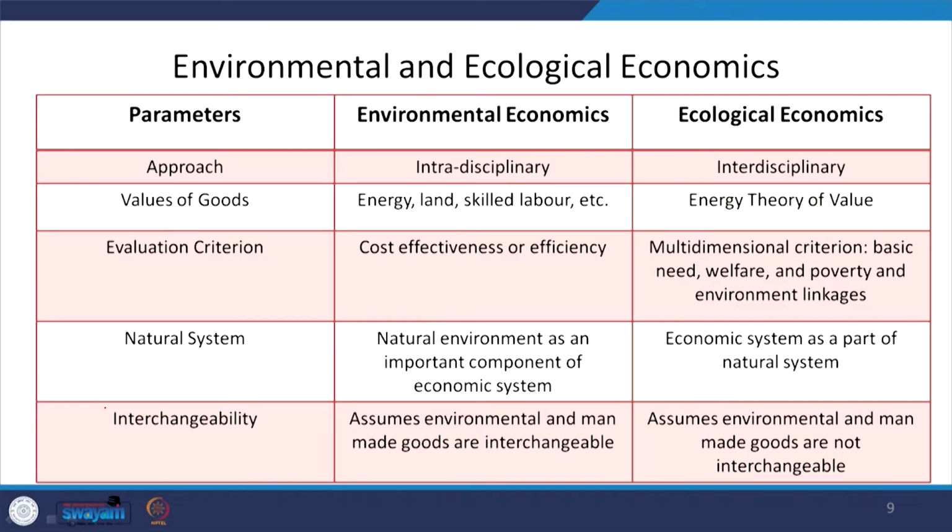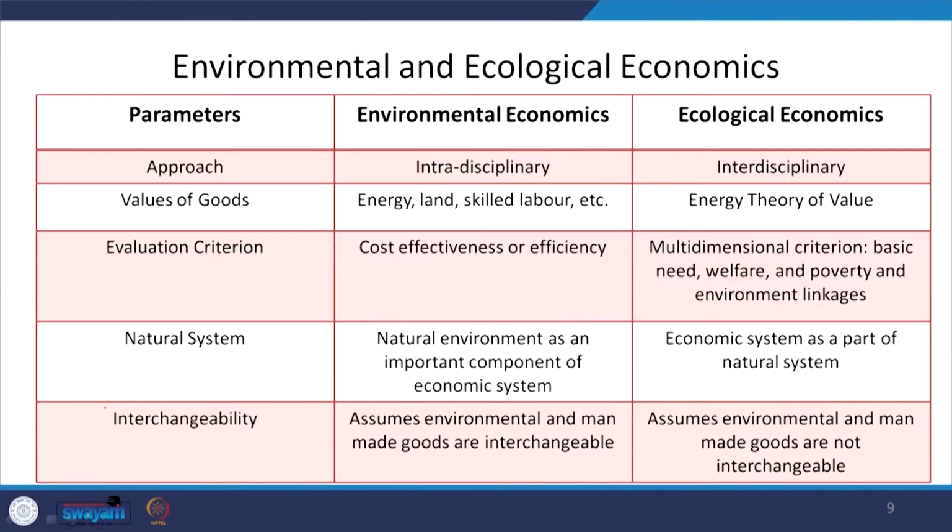As far as natural system is concerned, in case of environmental economics, natural environment is an important component of the ecosystem. So, we consider natural environment as an important component of the ecosystem, while in ecological economics we study the economic system as a part of the natural system. So, I already explained that in ecological economics, society or social concerns and economic concerns are within the part of the larger environment, while in environmental economics we study these three systems in an interrelated manner: how the economy is affecting the environment, if the environment improves, how the economy is going to be affected, how the welfare of the society is going to be affected.